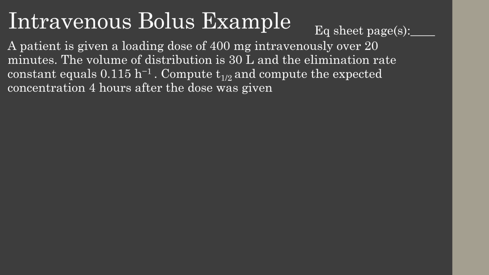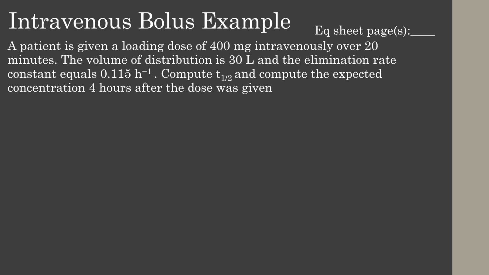All right, so our next example is going to be an intravenous bolus. In this example, a patient is given a 400 milligram dose over 20 minutes, so it's a relatively short amount of time, so we're going to call it a bolus. Their volume of distribution is 30. Their KE is 0.115. I want to compute the half-life and compute the expected concentration 4 hours after that dose was given. All right, so let's first start with half-life.